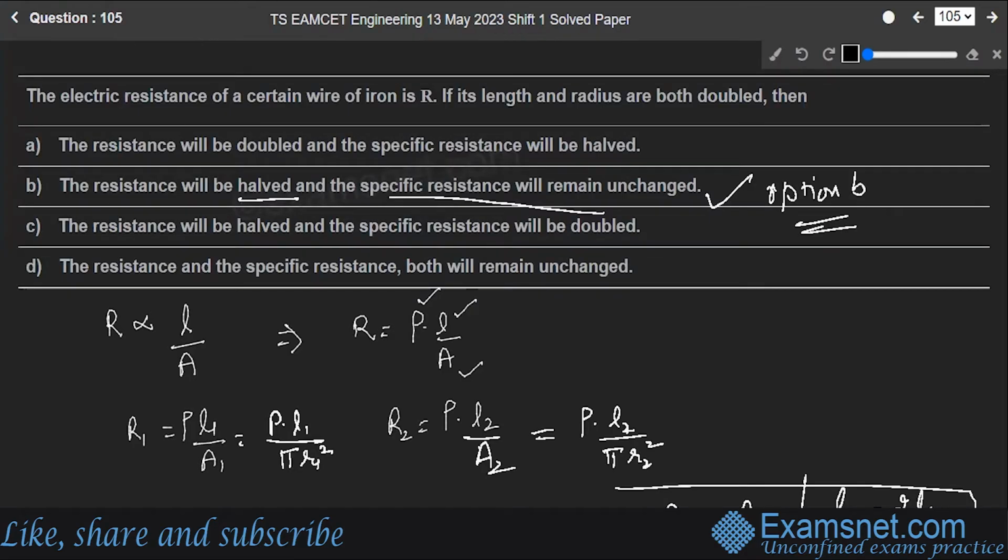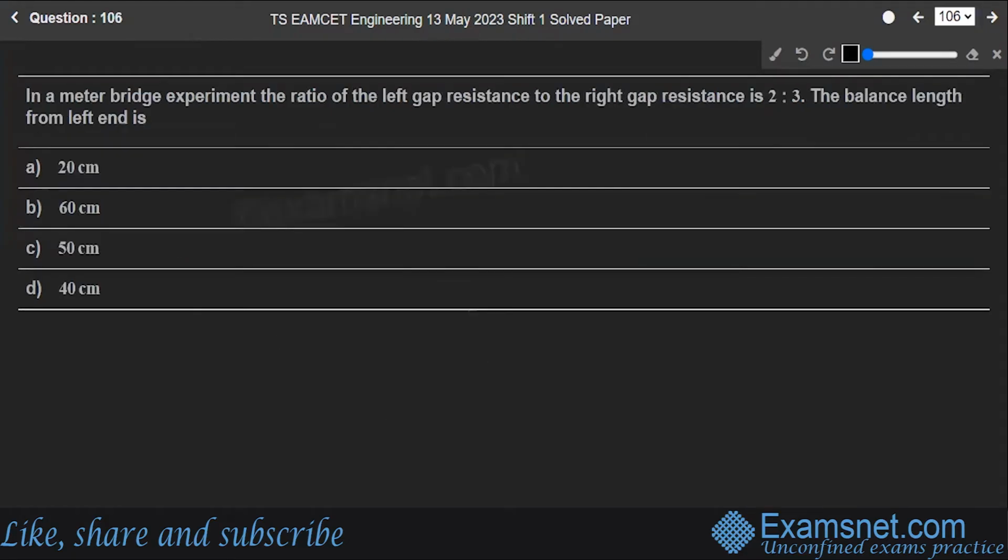Hope you understood that. Next is question number 106. In a meter bridge experiment, the ratio of the left gap resistance to the right gap resistance is 2:3. The balance length from left end is?